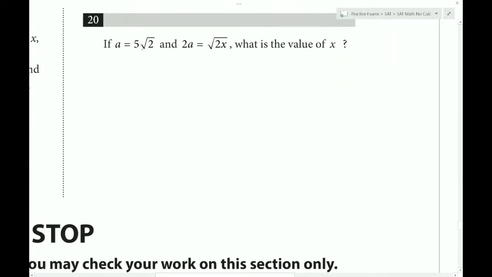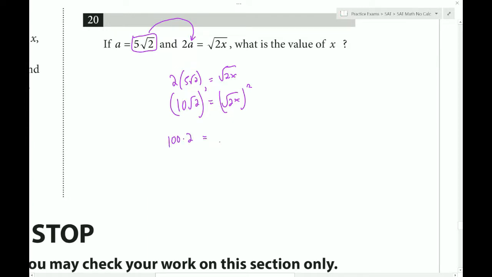Right, so if A equals 5 rad 2 and 2A equals rad 2x, what is the value of x? Well, there's a few ways we could do this. One way is we can substitute this in for A. So we'd have 2 times 5 rad 2 equals rad 2x. And 2 times 5 is 10, so we get 10 rad 2 equals rad 2x. Then we have to square both sides to get rid of the square root. So we square each piece: 10 squared is 100, and rad 2 squared is 2. Rad 2x squared is just 2x. Then we just divide by 2. This cancels, and you get 100 equals x.